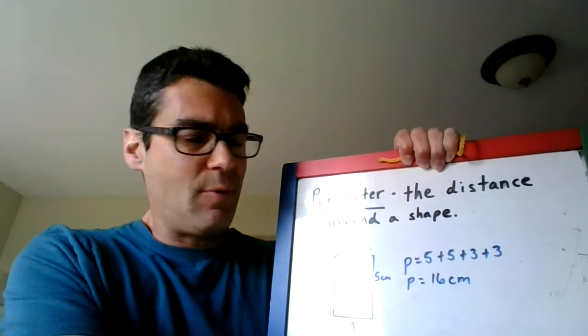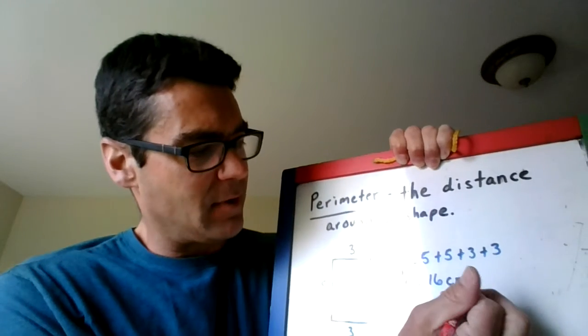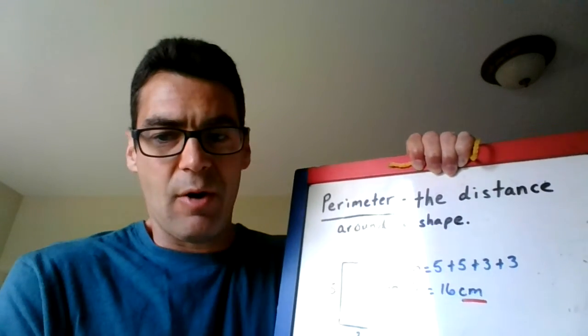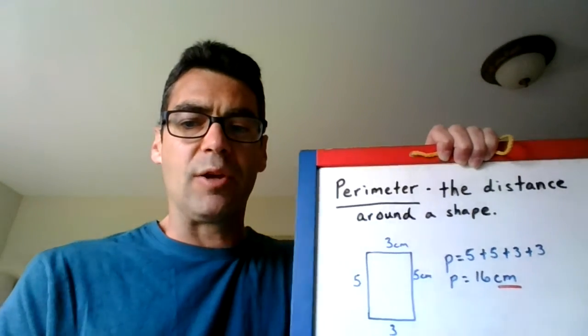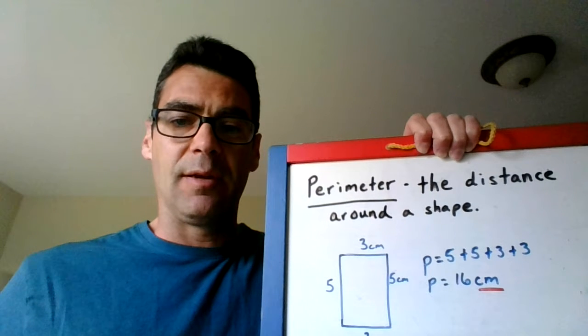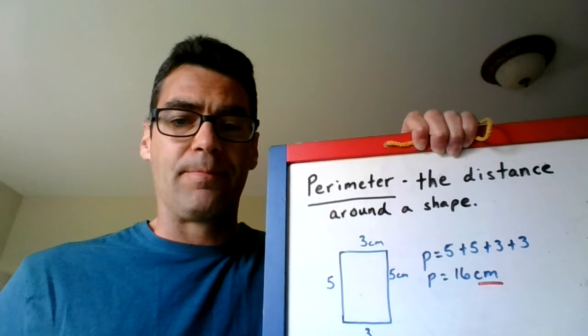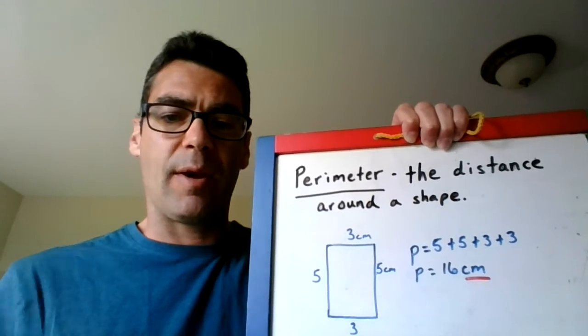Now, something very important is to always make sure you have a label. You need to always make sure you know what units you're using when finding the perimeter or area. Okay, so that is perimeter.